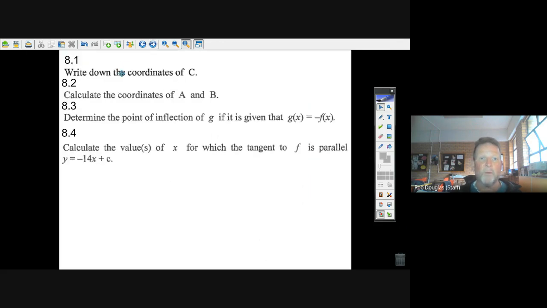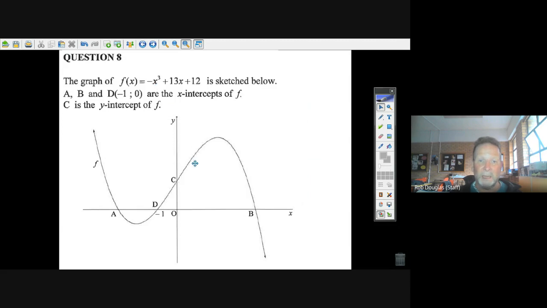The first thing is to write down the coordinates of C. Well, C is right there. That's the y-intercept, so I know x is 0. All you do is put 0 in there, and the rest is nothing. The coordinates of C must be 0 and 12 as an ordered pair. There's the first question done.